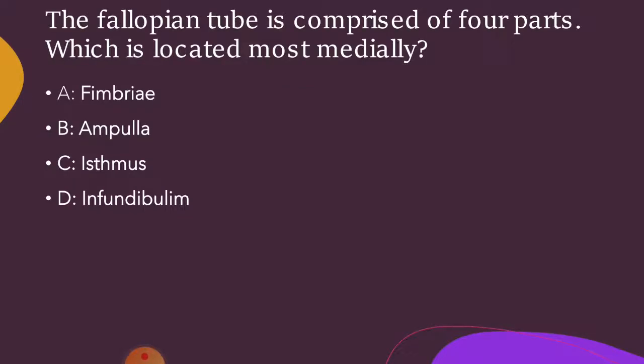Next, I have some questions for you, and the first question is, the fallopian tube is comprised of 4 parts as we have discussed. So which part will be located most medially? Fimbria, ampulla, isthmus, or infundibulum?